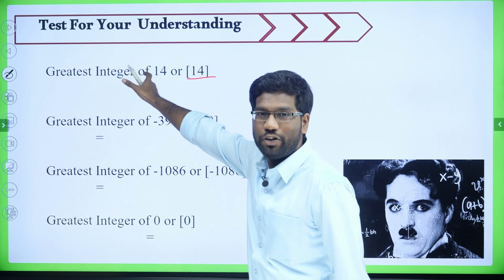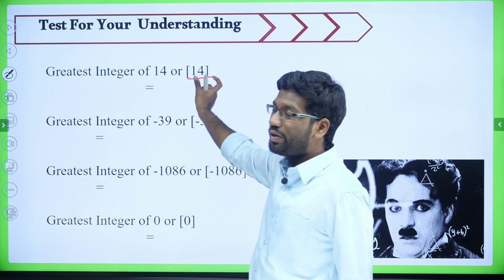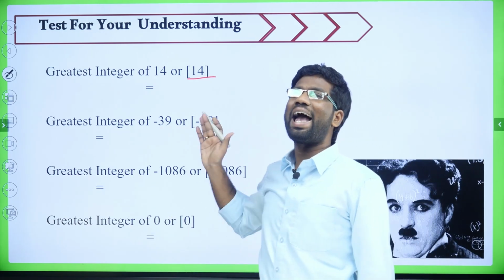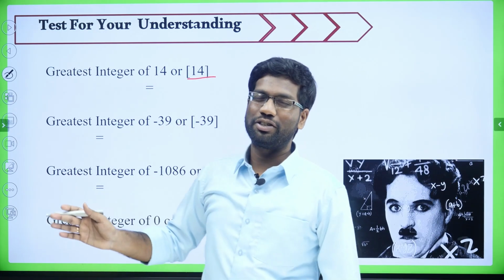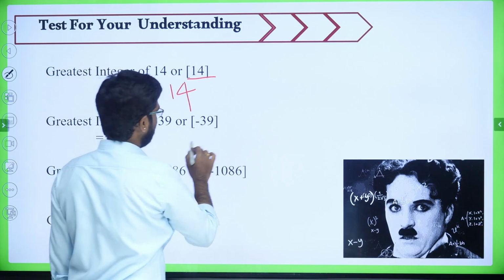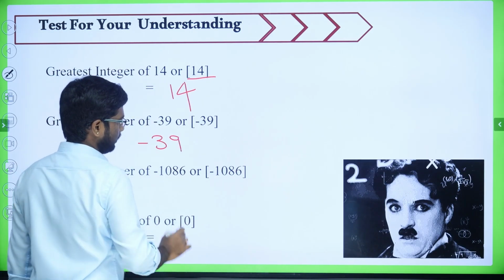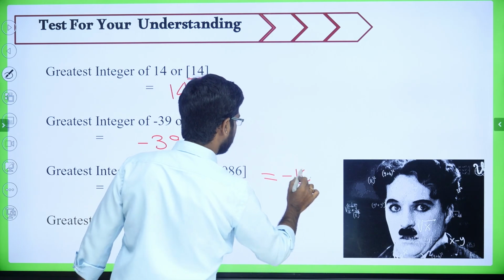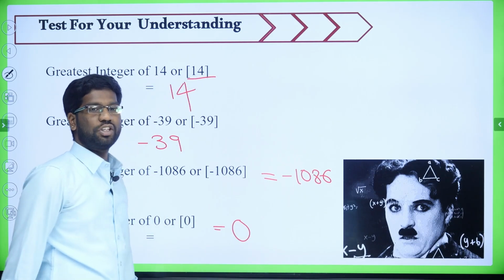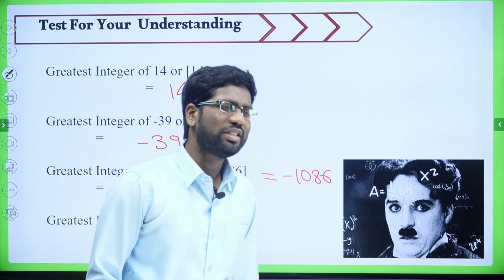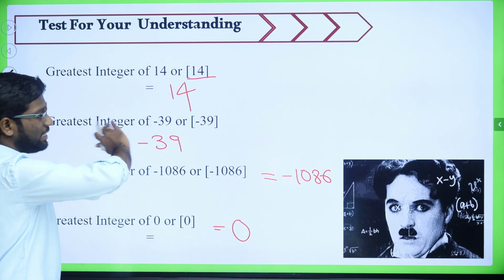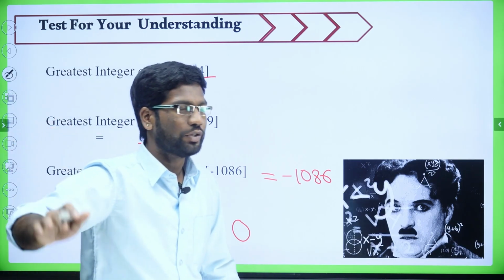So the greatest integer of 14, or instead of denoting this in theory, they are showing it in symbols, my dear students. So as I said before, if it is an integer, it acts like an identity function. So you can just write 14, and for this minus 39, and for this the same, my dear students. So for 0 also the same value 0. I hope you understood. If you have any doubt, please don't hesitate to ask me. Okay. So since it is an integer, we are getting the same values.